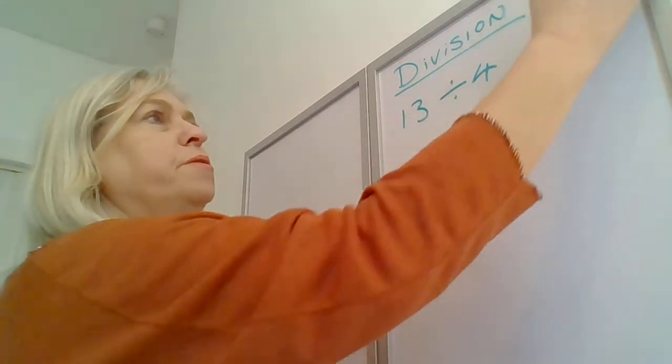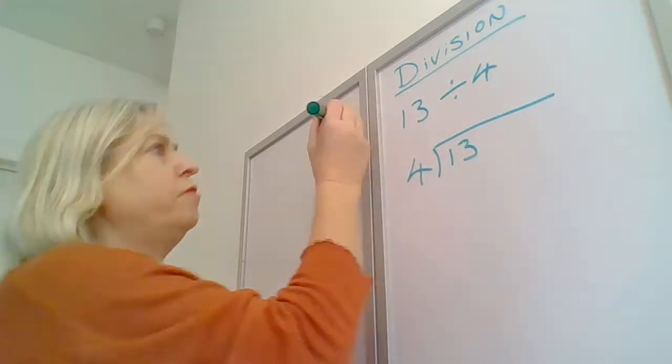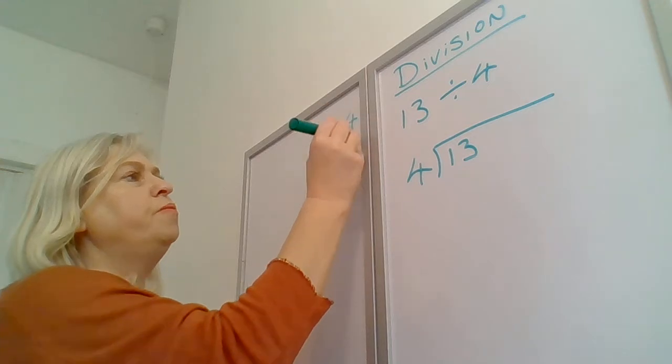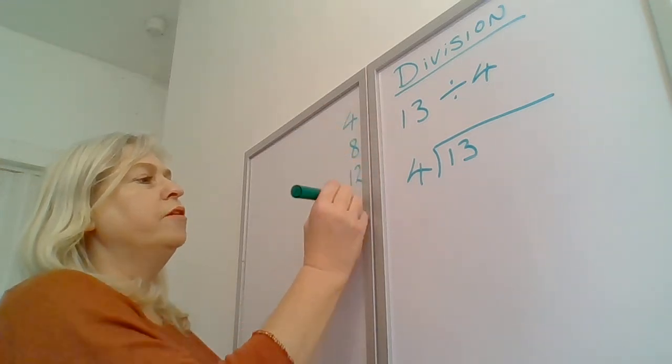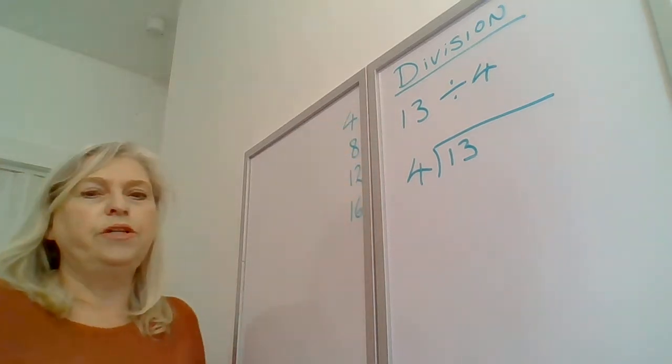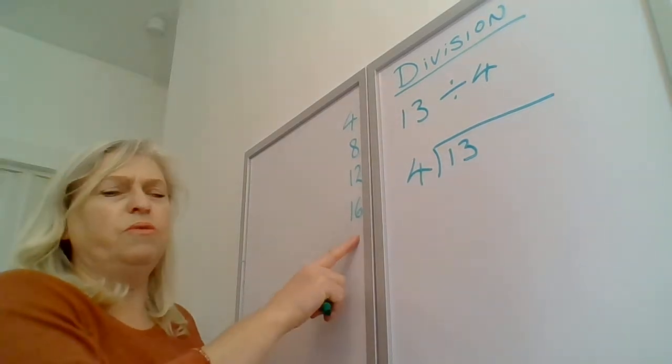Now for that, we'd need to know our 4 times table. If you don't know your 4 times table, you can write it at the side. I'll write it over here actually. So 4, 8, 12, 16. We'll see if we need any more than that.